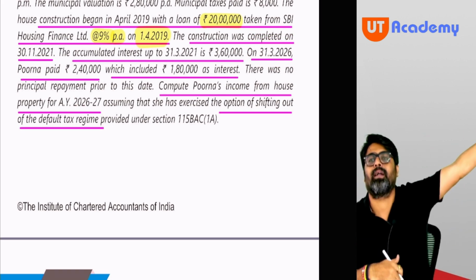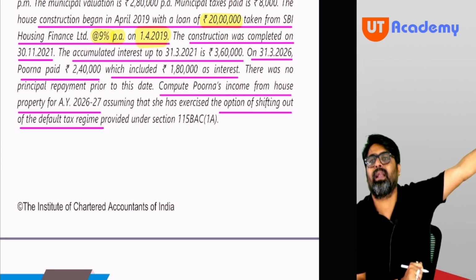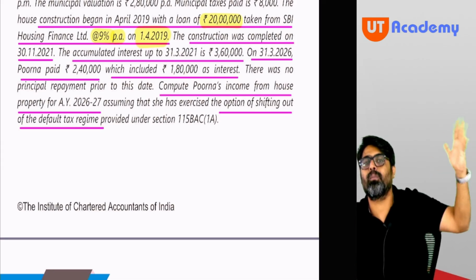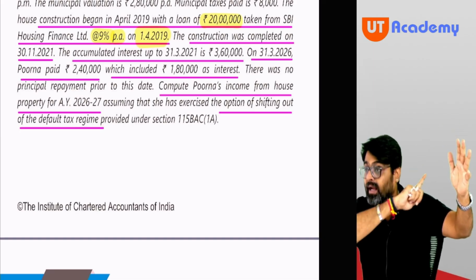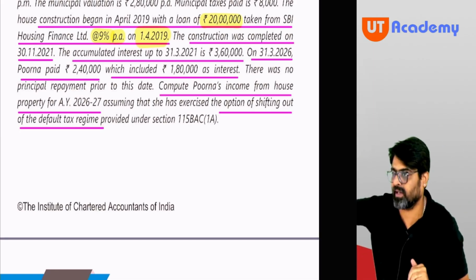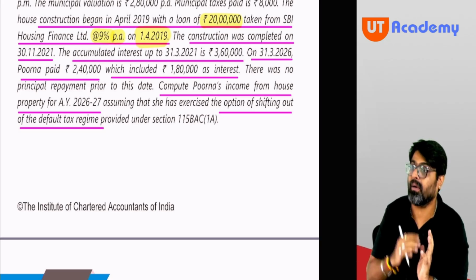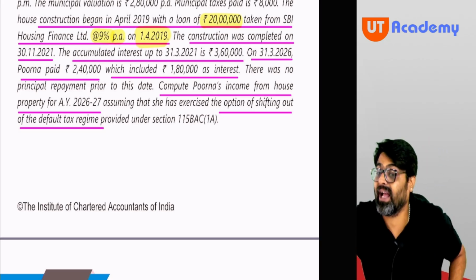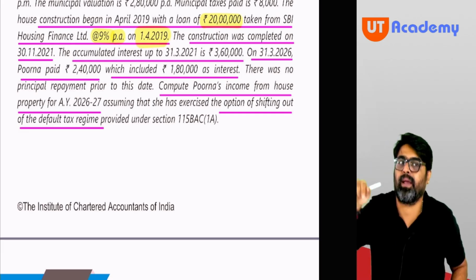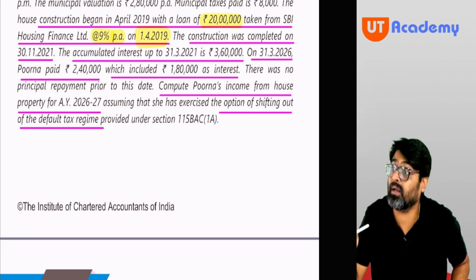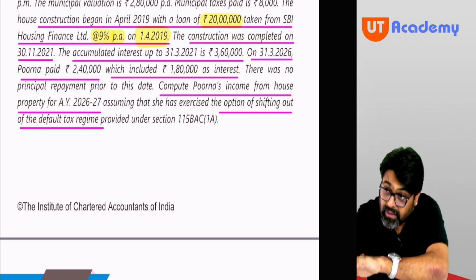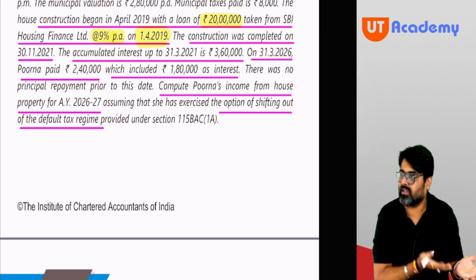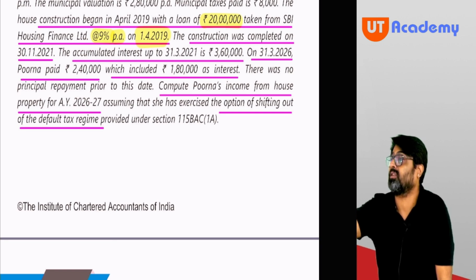Prior to this date, there was no principal repayment, meaning that for the full year, how much loan was outstanding? 20 lakhs. On that, 9% interest is there, 1 lakh 80. But how much are you paying? 2 lakh 40. As on 31st March, if you are paying 2 lakh 40, this includes 1 lakh 80 as interest. So definitely 60,000 is principal.